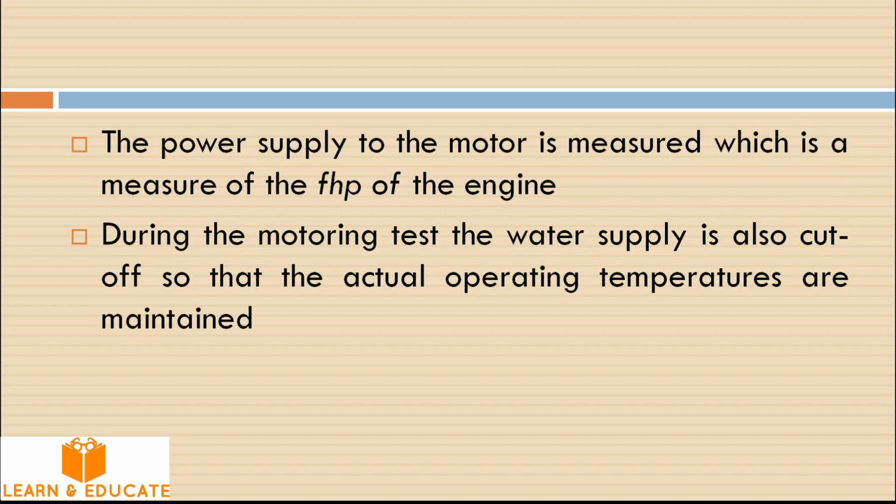Now the power supply to the motor is measured, and that is a measure of the frictional horsepower. The fuel supply is cut off, and the engine is run with the help of the converted swinging field type dynamometer as a motor. The power for running that motor is measured, and that obviously will be the frictional horsepower of the engine. During the motoring test, the water supply is also cut off so that the actual operating temperatures are maintained.